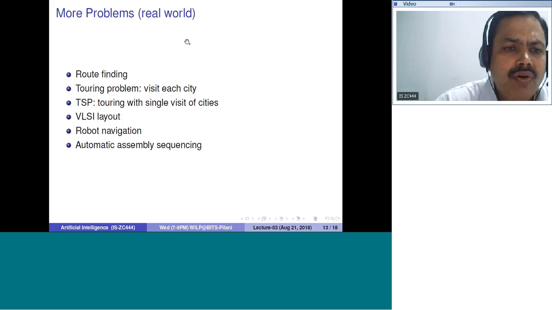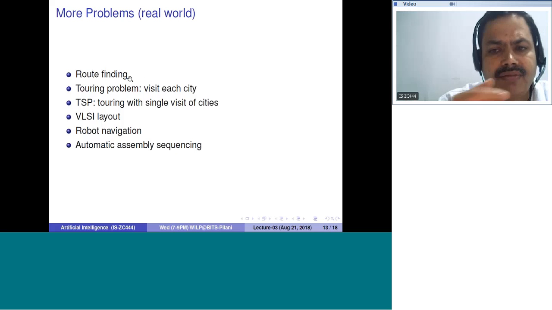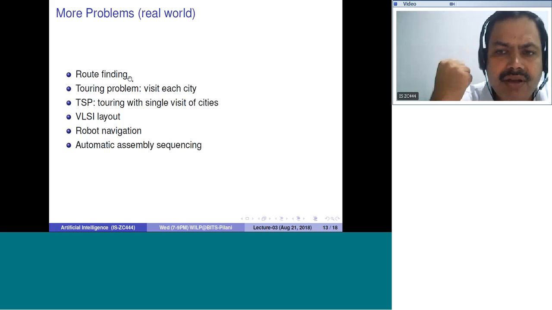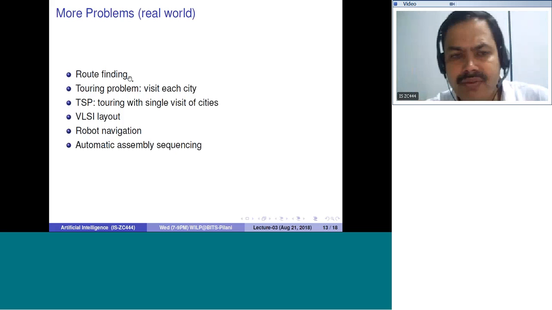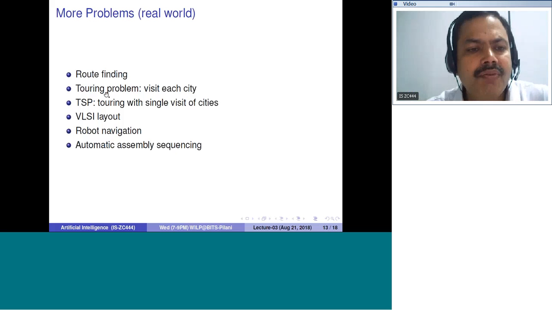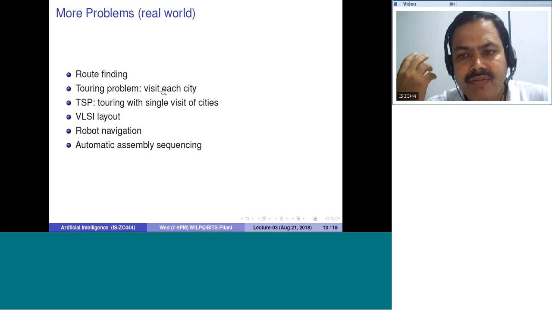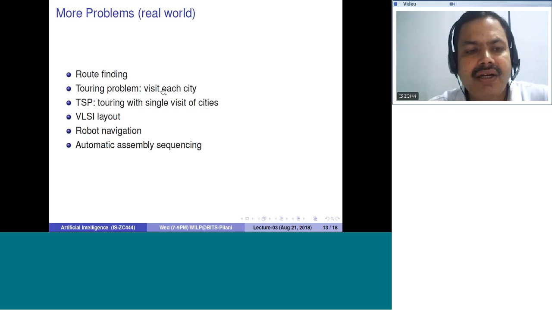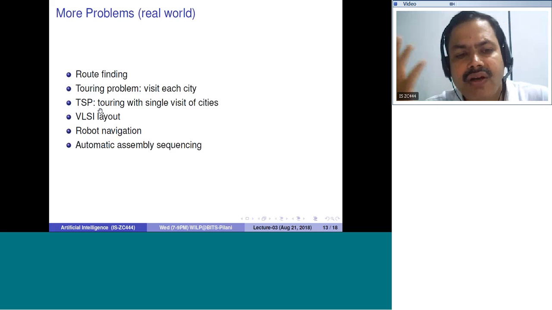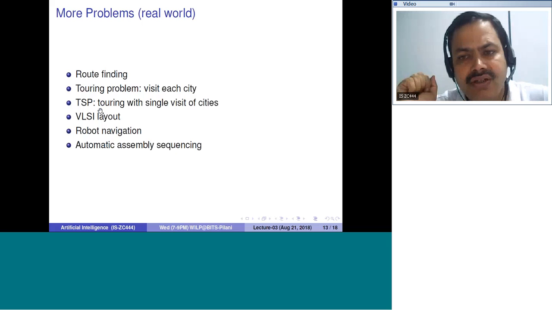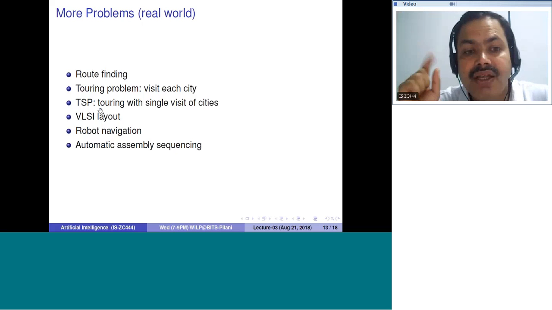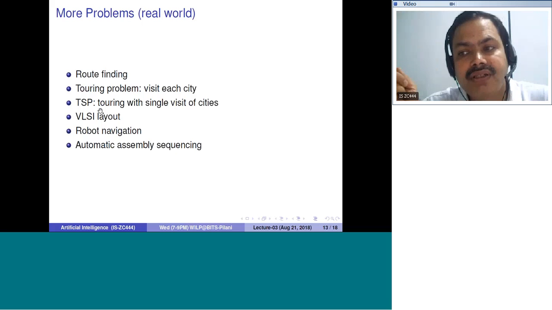Okay, let's see more problems. Route finding: we have recently seen that most of the time, given a map, I want to go from A to B, and the question is how to find the route. Touring problem means you want to visit all the cities. I give you the map and you want to tour all the cities. And then the traveling salesman problem tells that you want to visit every city once, no city twice, and you have to come back, so is there a possibility that you can visit all the places in the map without repeating any place? This is the traveling salesman problem.